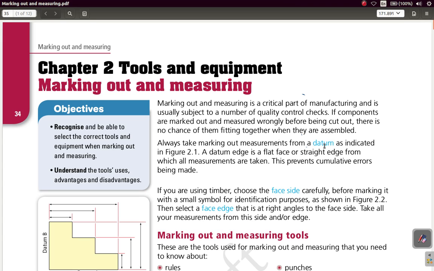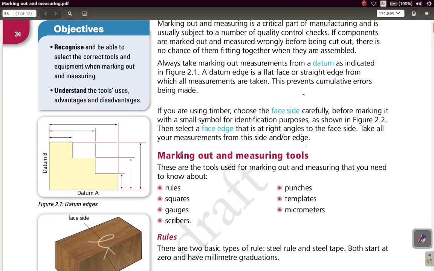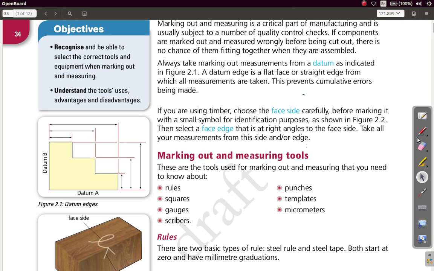Always take marking out measurement from a datum, as is indicated in figure 2.1. So we have 2.1, datum A and datum B. A datum edge is a flat face or a straight edge from which all measurements are taken. This prevents cumulative errors being made. Cumulative errors mean errors that are piling up from previous errors.